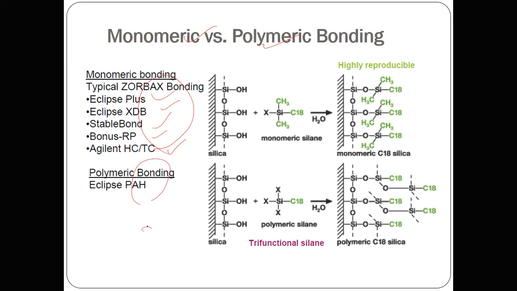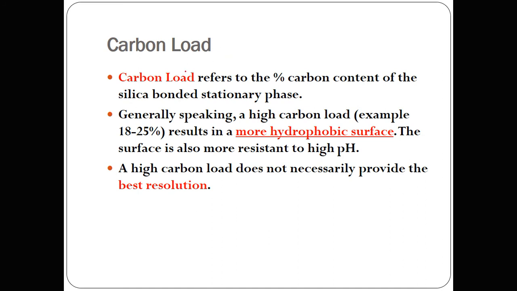Polymeric means there are so many bonds, so it is called polymeric. And monomeric means there is only one bond, that is called monomeric. Like here, it is given as monomeric, that is only one bond, one surface OH bond is replaced with one silane. So it is called monomeric. And here it is like a chain of polymeric silane, so it is called polymeric. C18 silica.